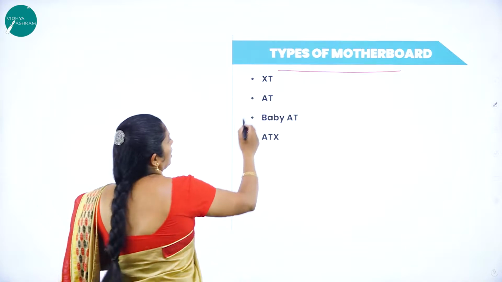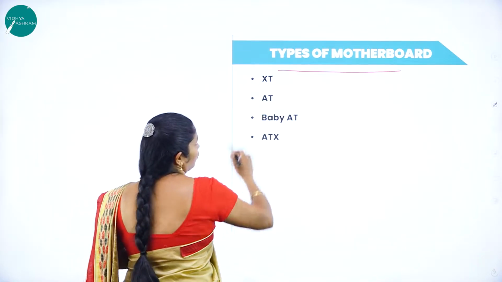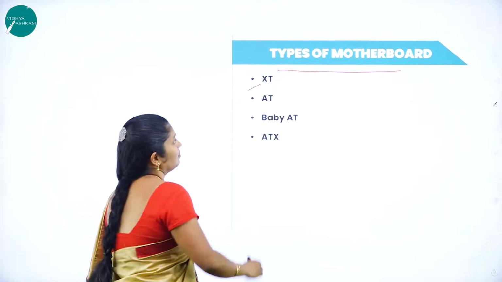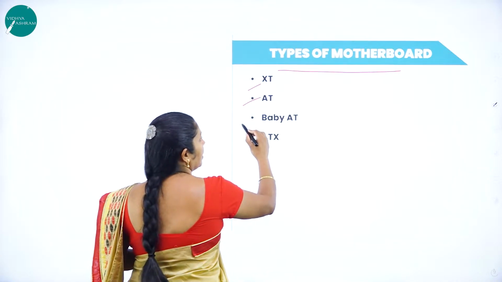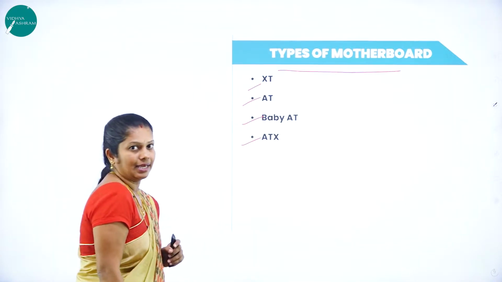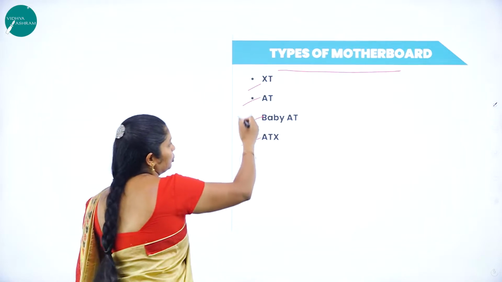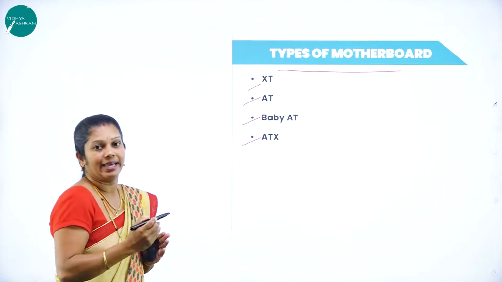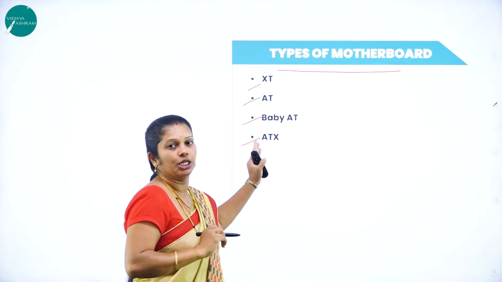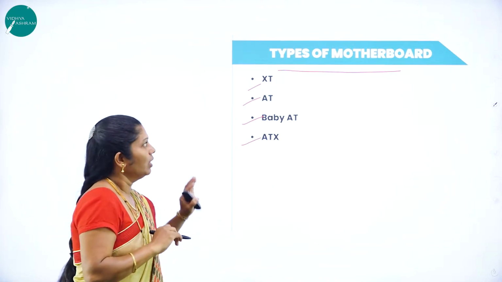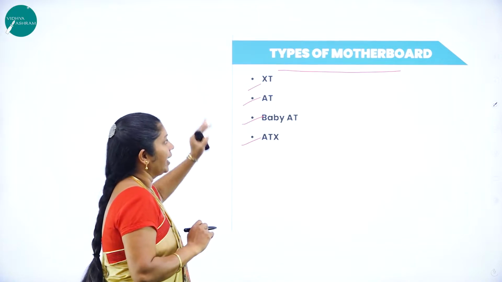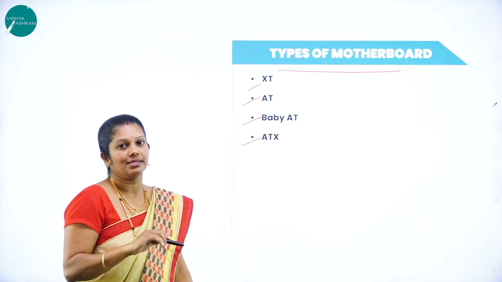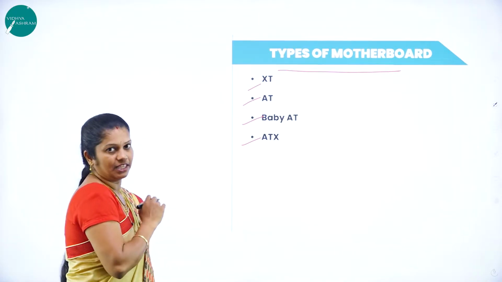When they come on types, we have totally 4 types of motherboard. One is XT, then AT motherboard, baby AT, then ATX. They are also going to ask the expansion of these. What do you mean by XT, AT, ATX? You are going to get the question on this chapter. 4 types: XT, AT, baby AT as well as ATX. One by one now we will discuss.